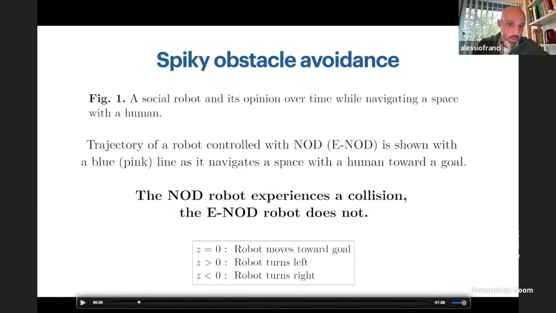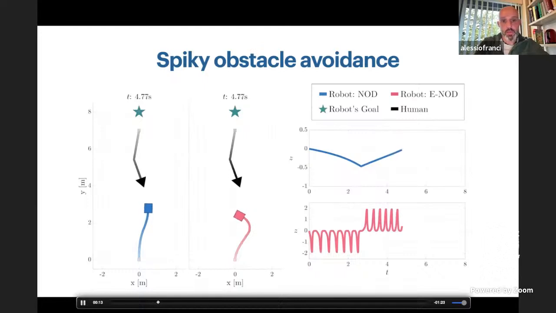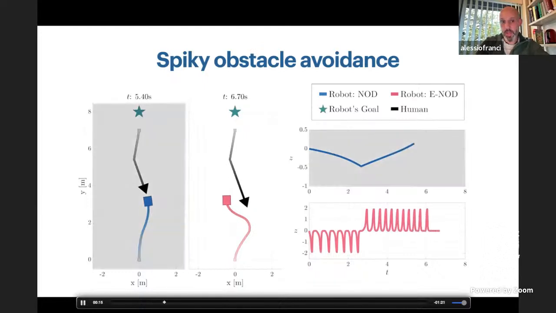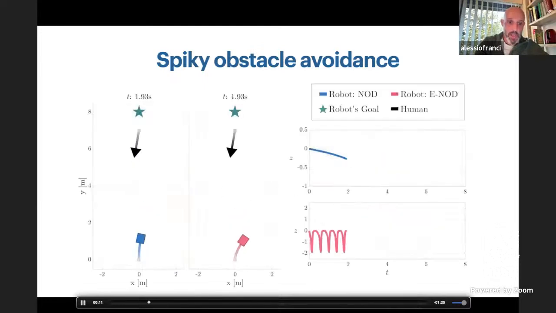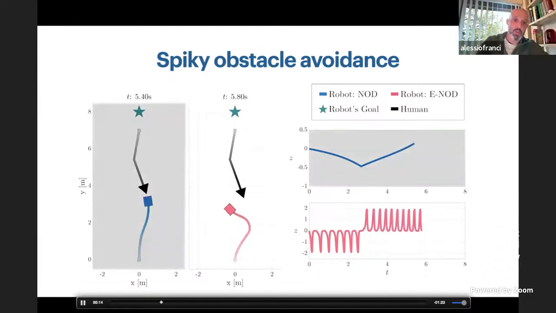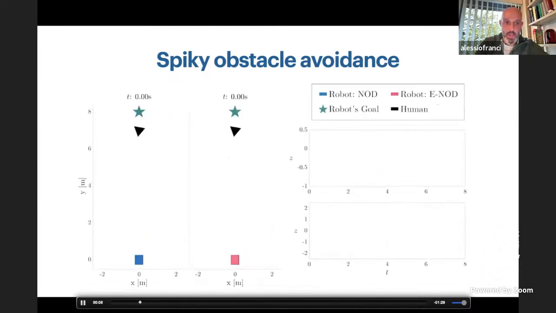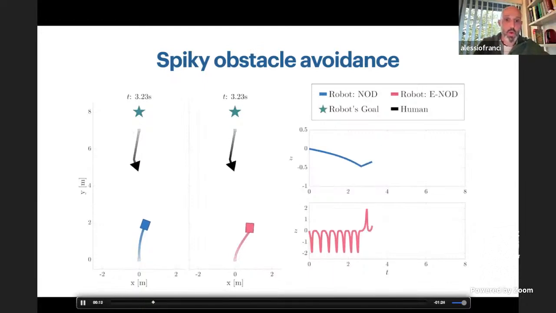And so let me show you the simulation. You see the robot is going left, and the robot with the standard controller is slow in changing its behavior. Because it already decided to avoid on the right, it crashes with the human, whereas the red one really does like a football player when it dribbles around one of the opponents.